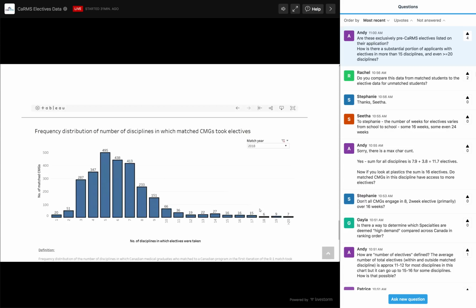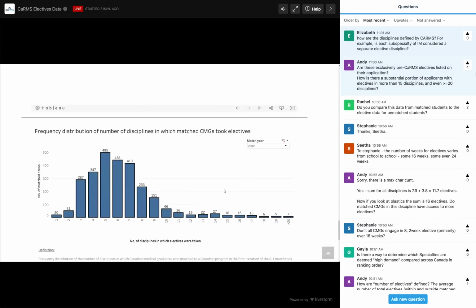But in every year, there's this sort of long tail of quite a number of disciplines being taken by a relatively small number of people. So now I'll pause again for questions.